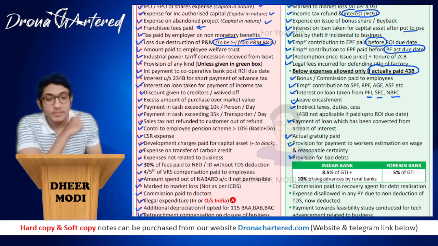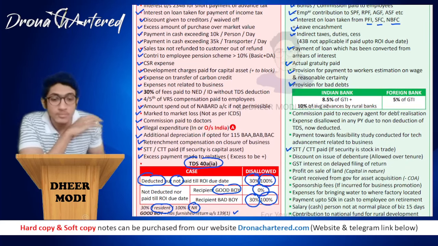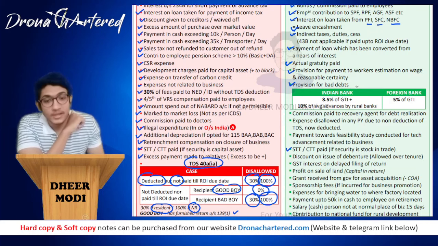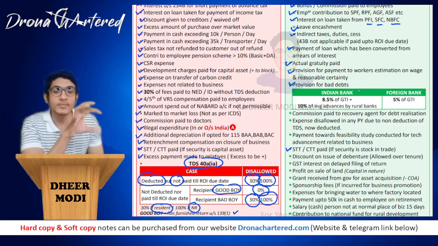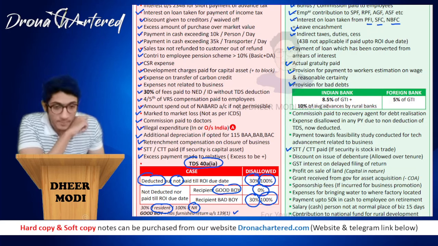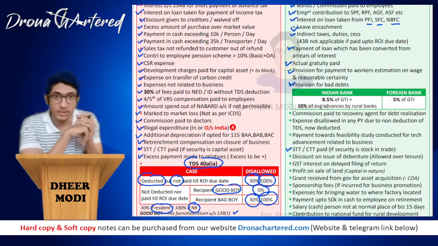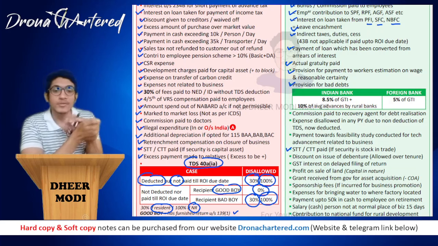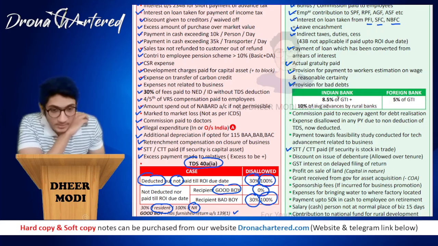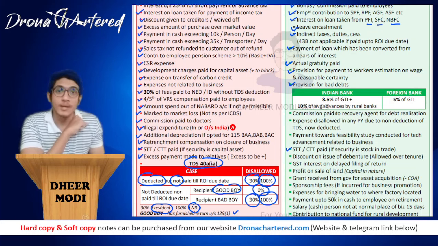Provisions for bad debts will be allowed as a deduction. Now, how do we calculate how much deduction is allowed to whom? For an Indian bank, they will be allowed bad debt, but with a limit. That limit is 8.5% of GTI plus 10% of average advances by rural branches. That is, however much advances rural branches have given, we will give 10% of average advances also as a limit. So 8.5% of GTI plus 10% of average advances by rural branches.